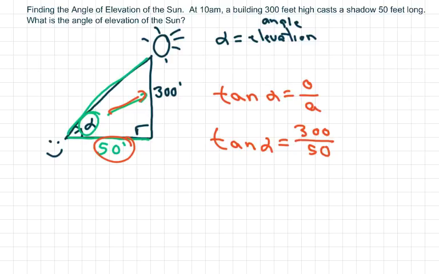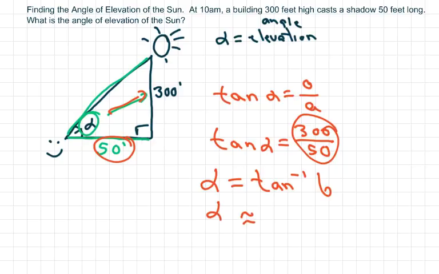So we're going to inverse this, and alpha equals inverse tan. I'm going to reduce that to 6. So alpha is about, the angle of elevation is about 80.5 degrees. And that's all.